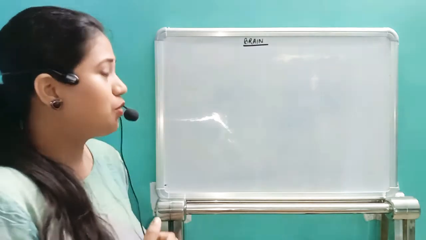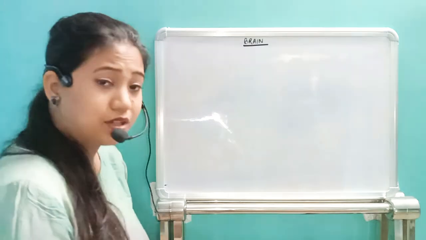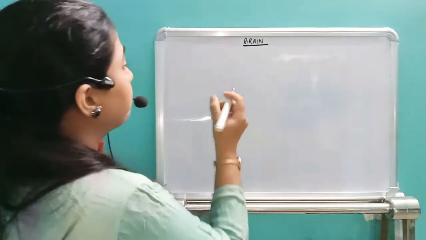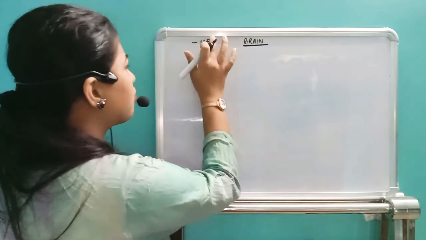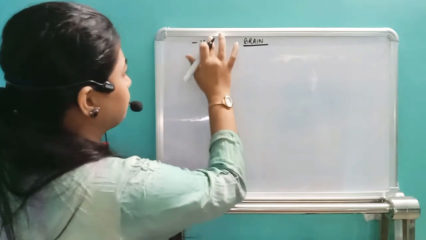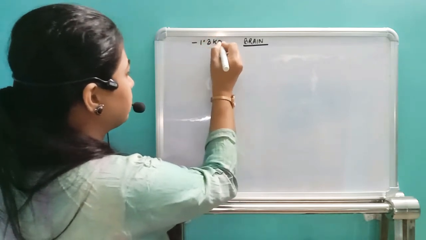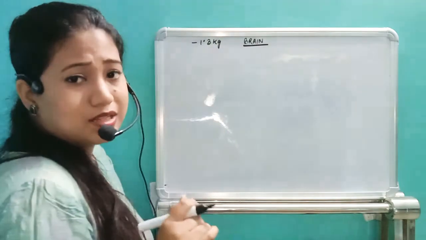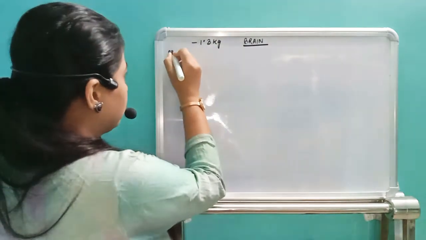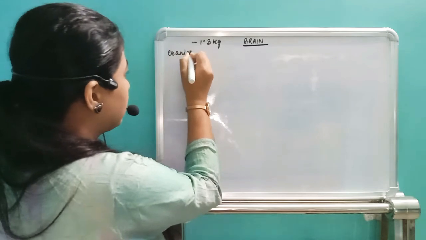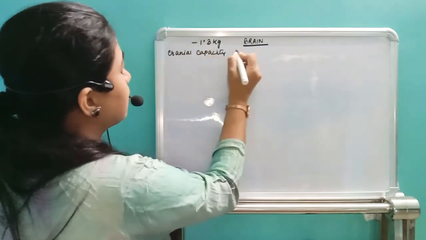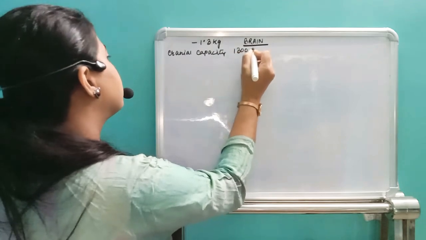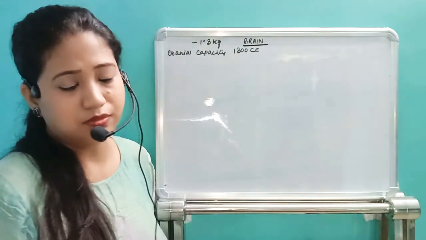So the brain, what is the weight of the brain? This is around 1.5 kg. It's not around 1.5, but yes, around 3 kg. What is the cranial capacity of human? Cranial capacity of human is around 1300 cc, cubic centimeter.